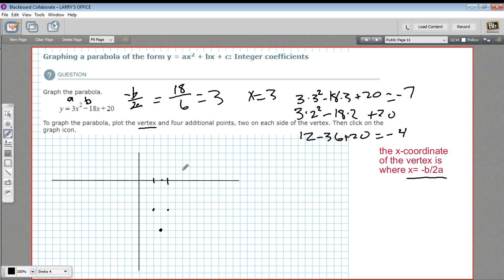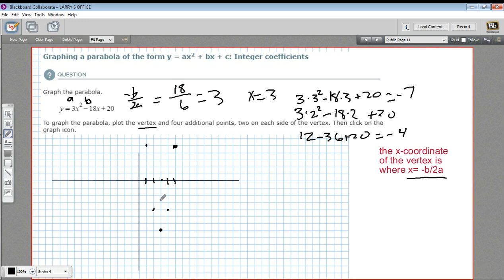We should probably do one more set of points. So let's find at 1 and 5. If I put a 1 in here, I'm going to get 3 minus 18 plus 20. So that's going to be 5. So I'm already up here at positive 5. And 5 is going to be the same. You can go ahead and plug that in and figure it out for yourself.